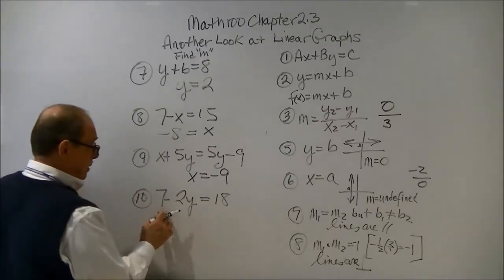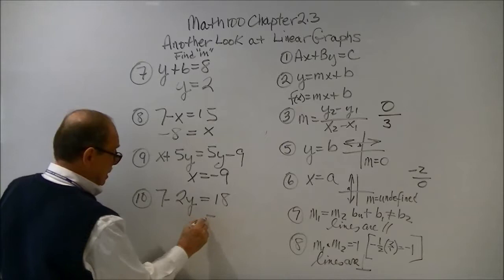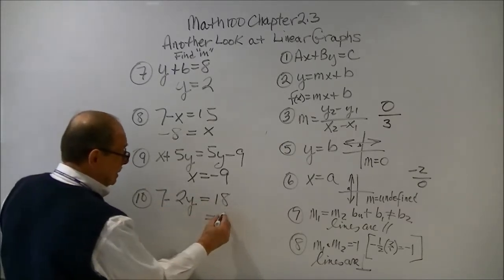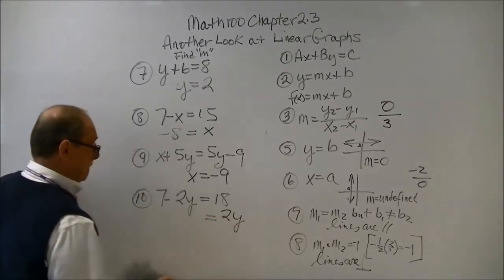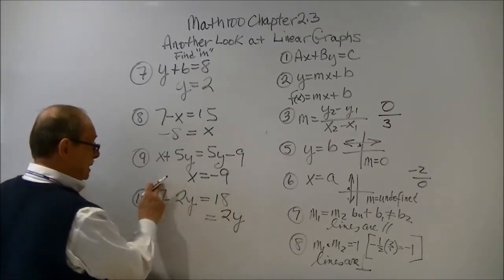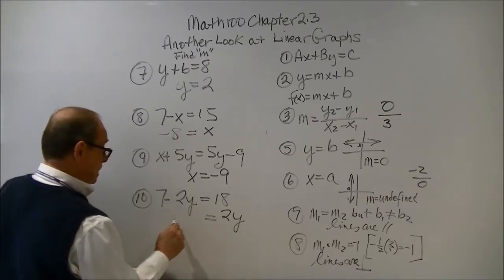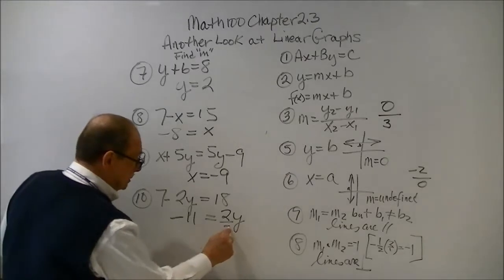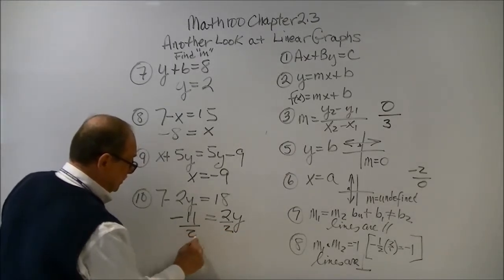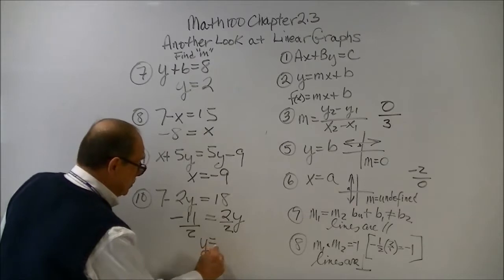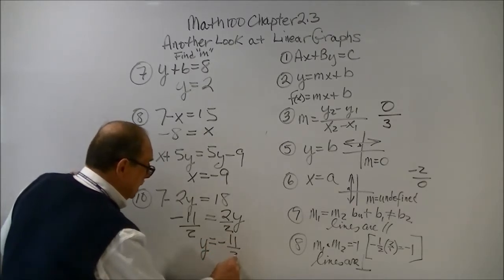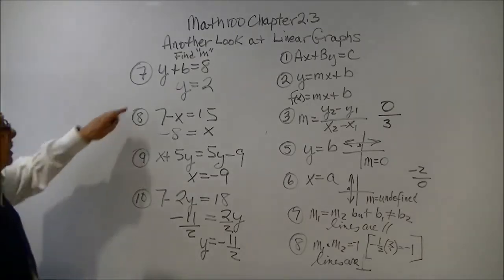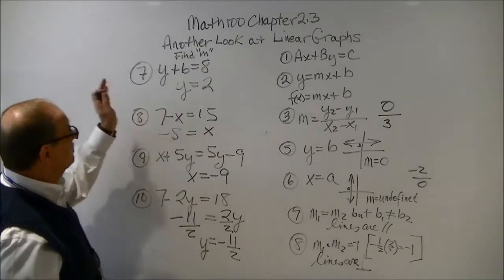And here we're going to move the -2y to this side, and that gives us a positive 2y. Transpose this, and this gives me a -11. Divide both sides by 2, and I get y equals -11/2. So we've solved all the equations for either y or x.